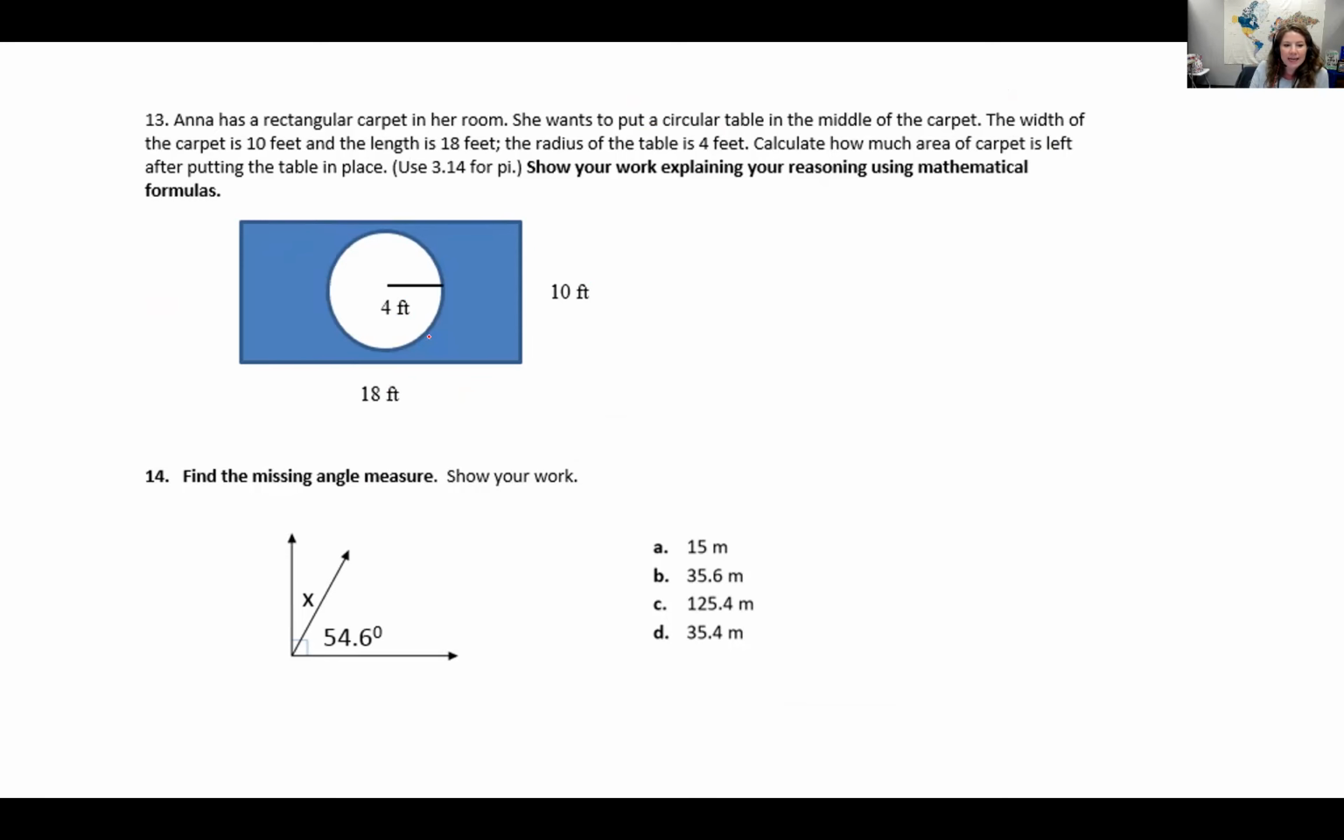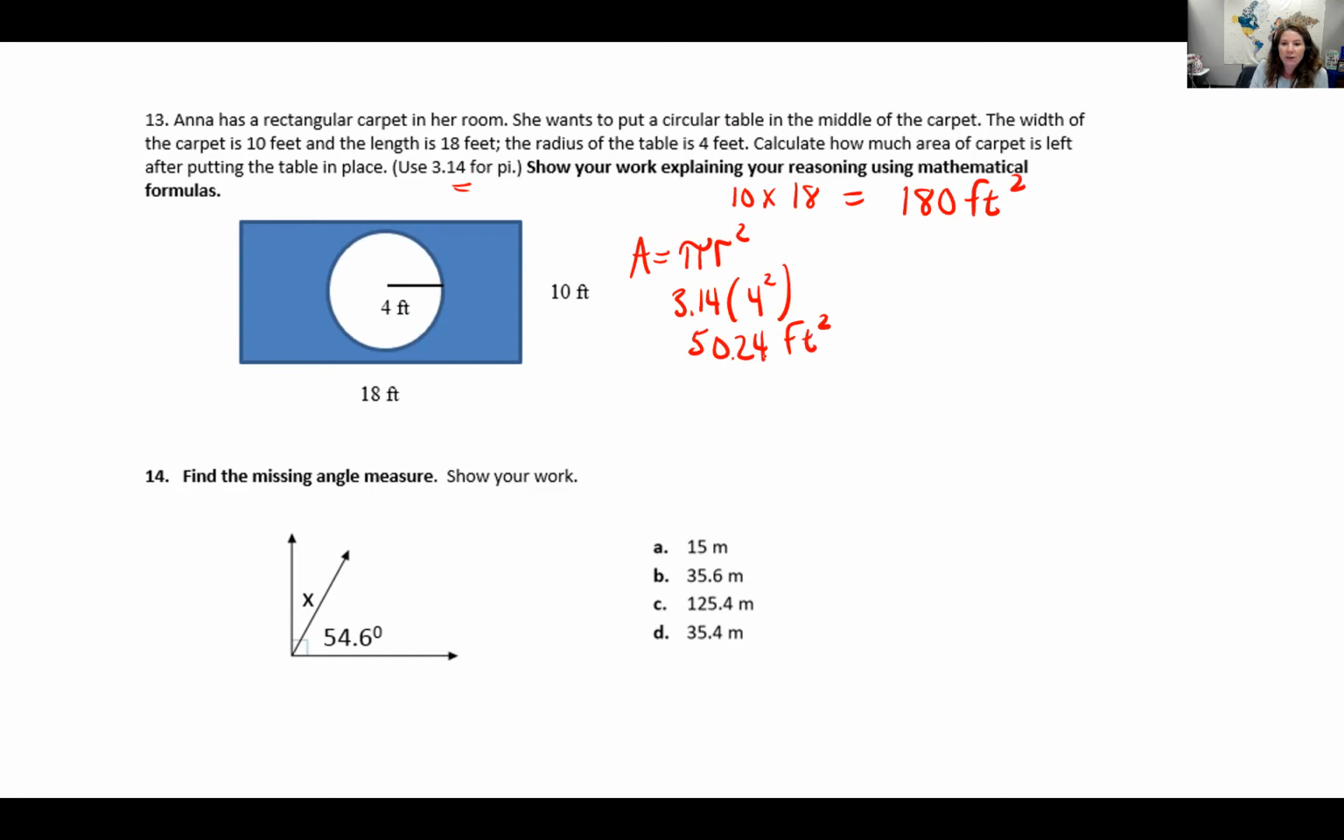So we want to know what the area of the big rug is. So first of all, we're going to multiply 10 times 18. And we know that the area of the rug is 180 feet squared. Now we need to know the area of the circle, pi times radius squared. It tells us to use 3.14 for pi times 4 squared. So I'm going to put that right in my calculator. And I find out that the area of the table is 50.24 squared feet.